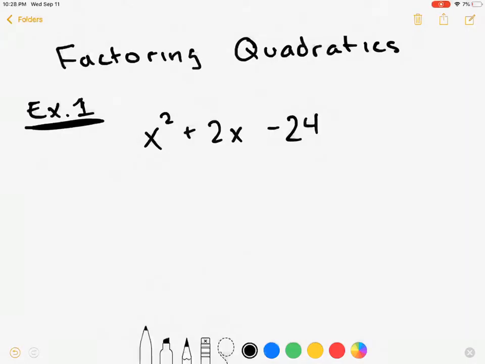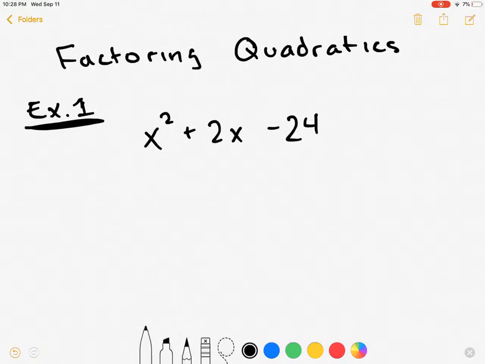All right, let's take a look at two examples where we are factoring quadratic trinomials using the diamond method. The first quadratic that we're going to be looking at is x squared plus 2x minus 24.